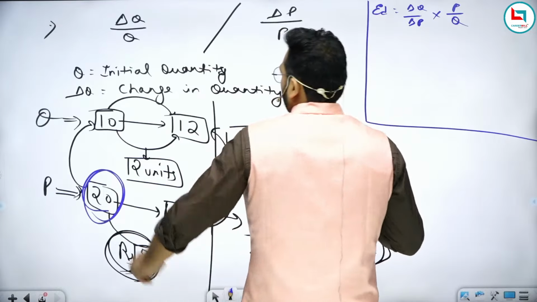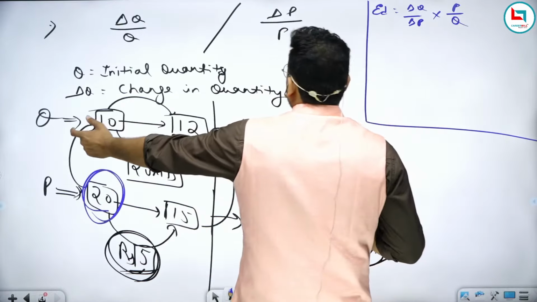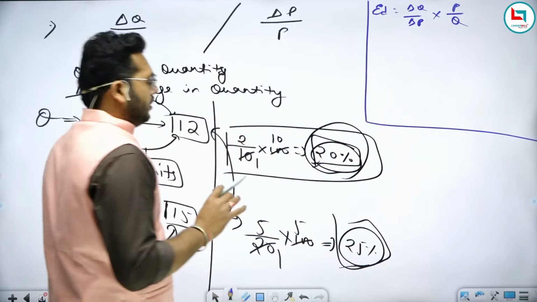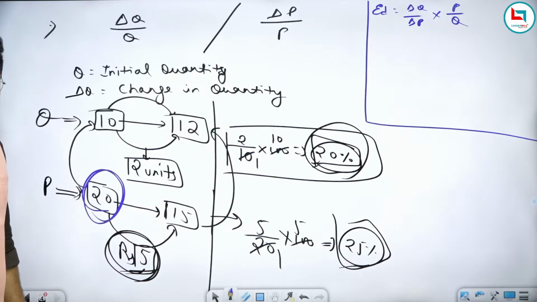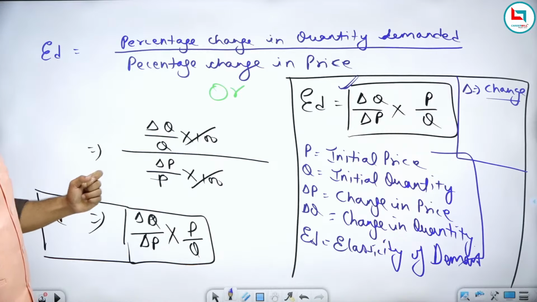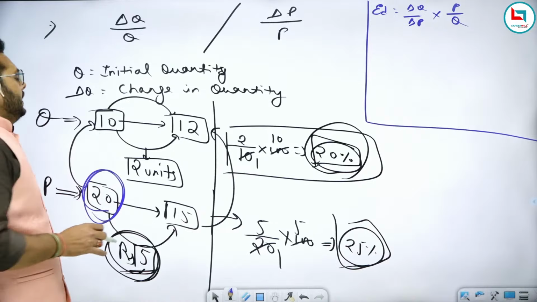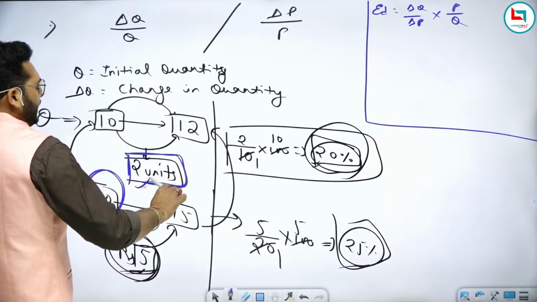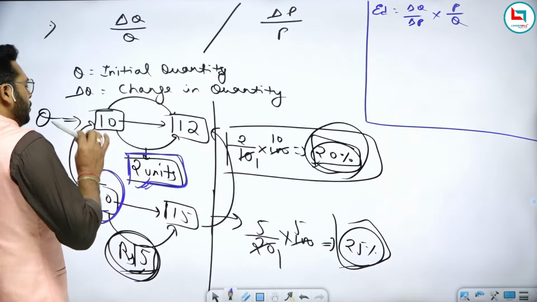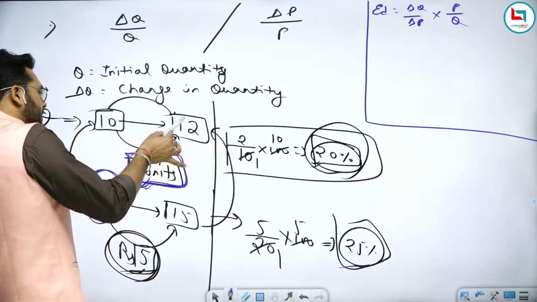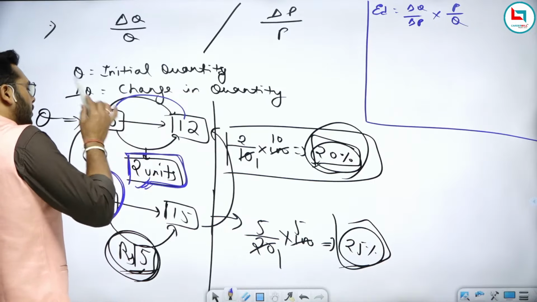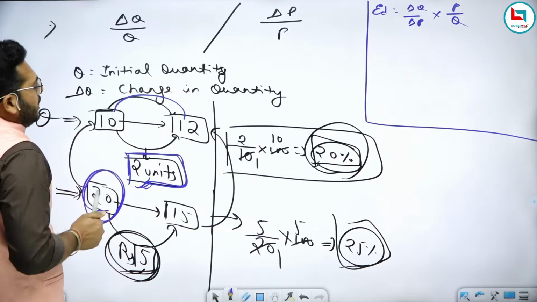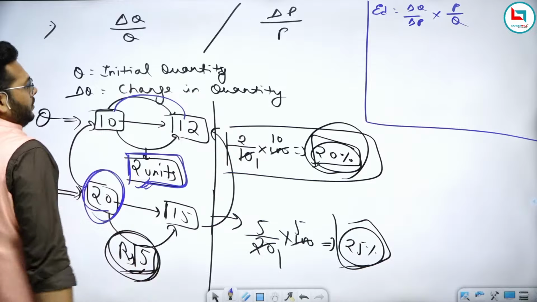So first of all, you have to find the change in quantity. How can you find the change in quantity? If I'm asking you how you calculated this, you are getting 2 units. You have just subtracted 10 from the 12, right?